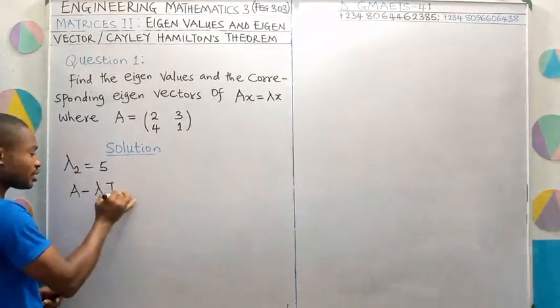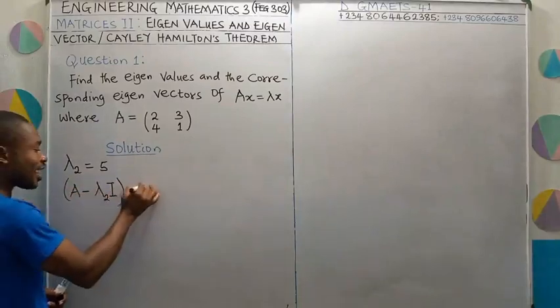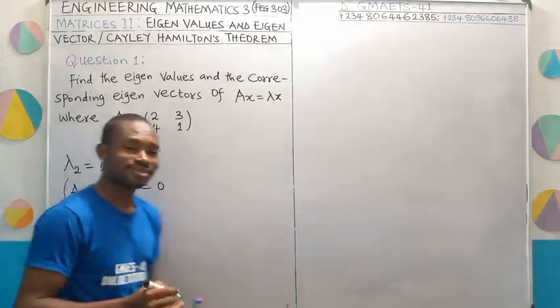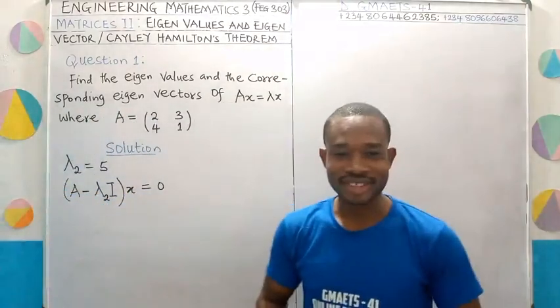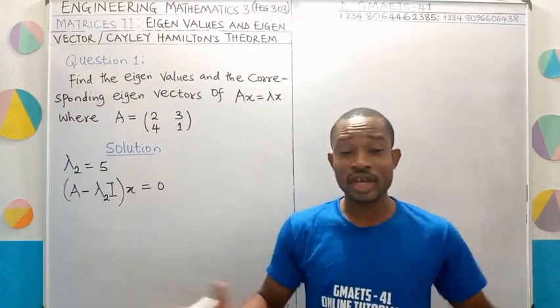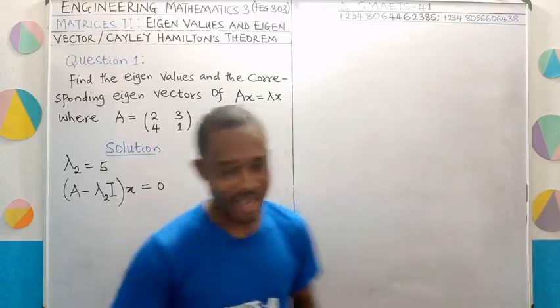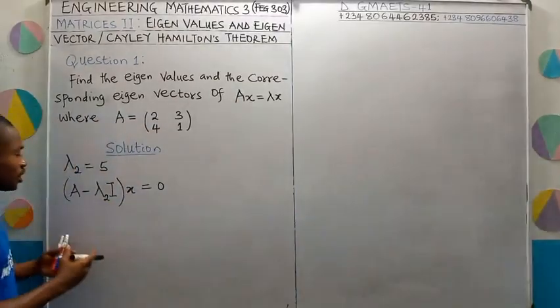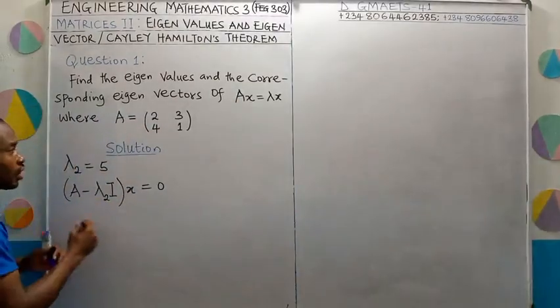Okay, so let's go straight. We are multiplying this by x and then making it equal to 0. Where of course x is our what? Yeah, x is the eigenvector we are looking for. The value of x will give us the eigenvectors, okay? And so we shall substitute directly and see what we are going to get here.